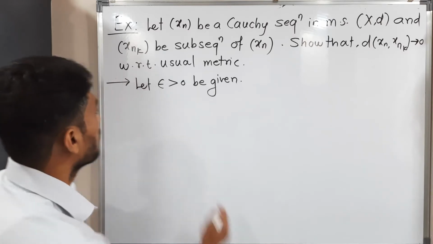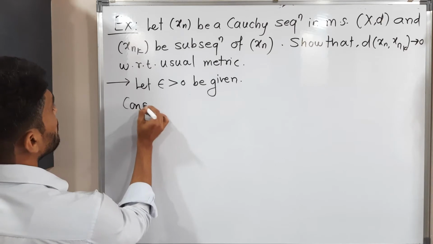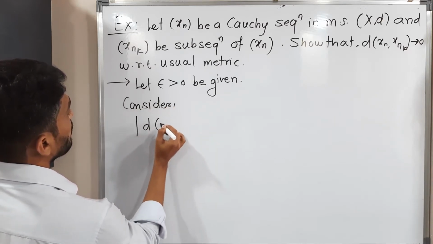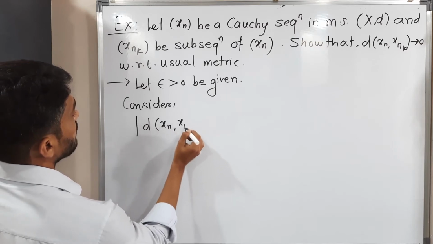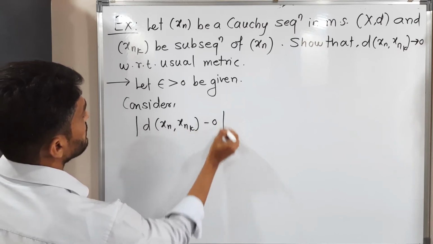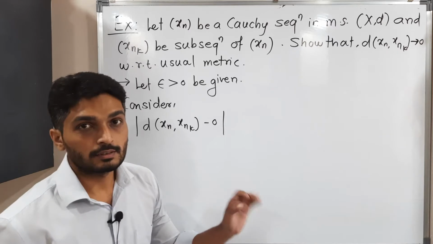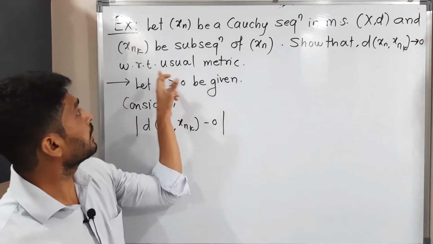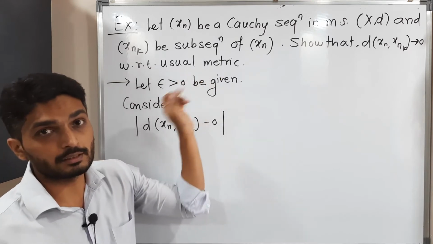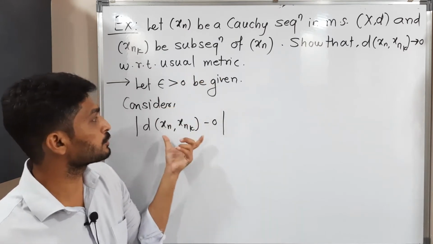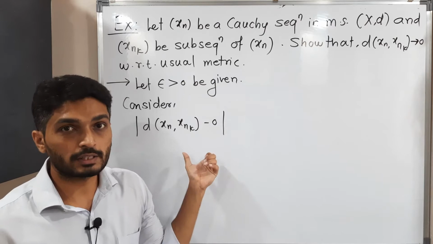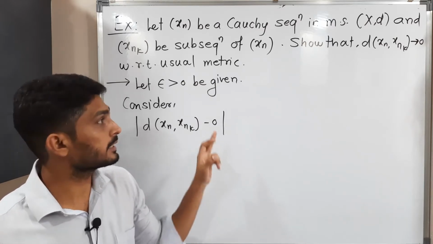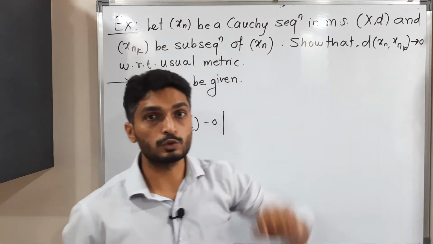I am going to consider mod d of xn, xnk minus 0. We have to prove that this sequence converges to 0 in R with the usual metric. In R, the usual metric is mod, so that is why I have taken mod. We have to prove that it is less than epsilon. Then we can say yes, d of xn, xnk converges to 0.